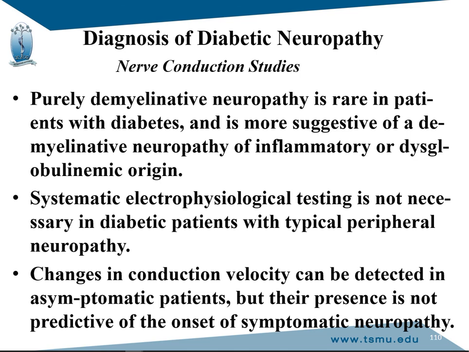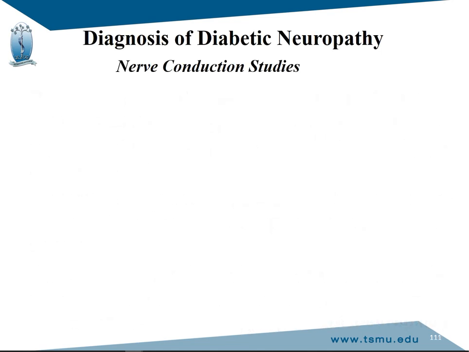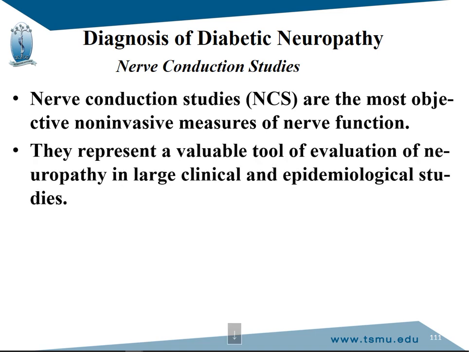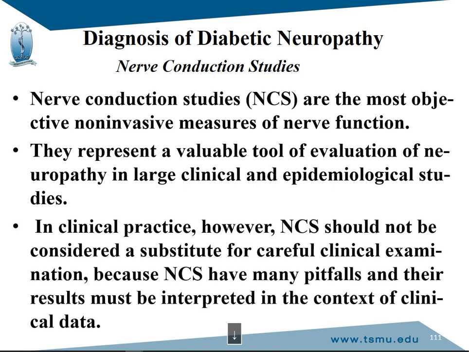Systematic electrophysiological testing is not necessary in diabetic patients with typical peripheral neuropathy. Changes in conduction velocity can be detected in asymptomatic patients, but their presence is not predictive of the onset of symptomatic neuropathy. Nerve conduction studies are the most objective, non-invasive measures of nerve function. They represent a valuable tool for evaluation of neuropathy in large clinical and epidemiological studies.